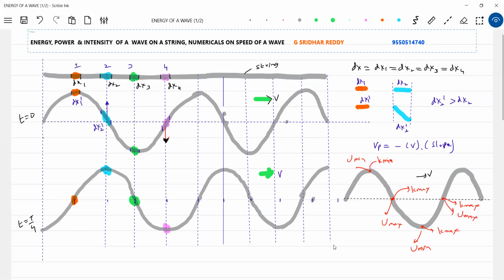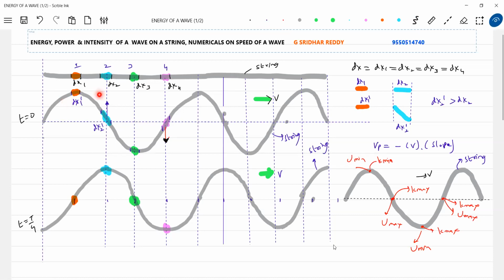I think it is enough. Actually, it is enough, and it's not a graph; it's a string itself. I'll make things clear. Okay, let's come to this one.